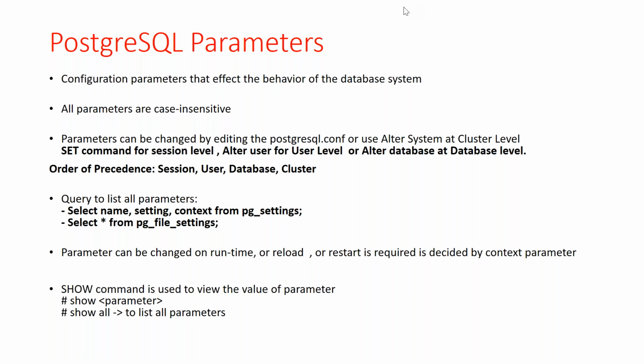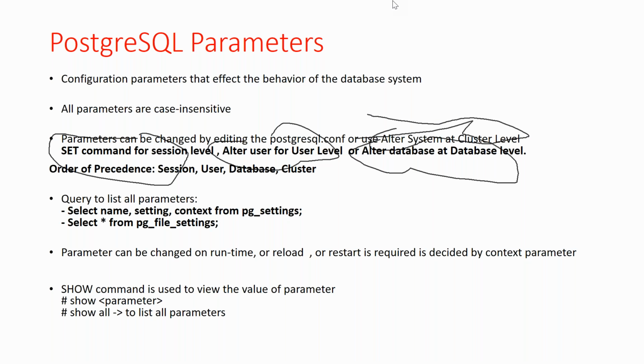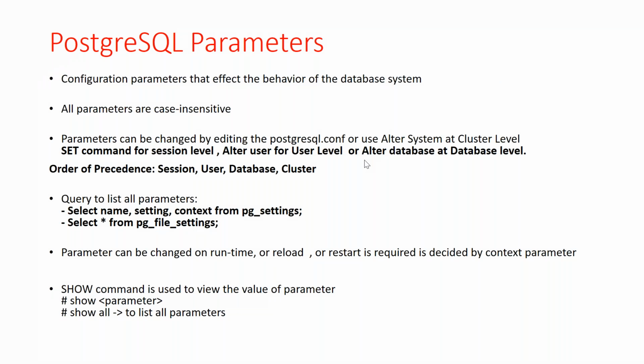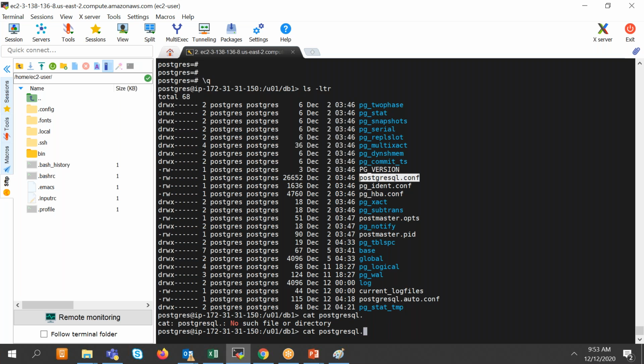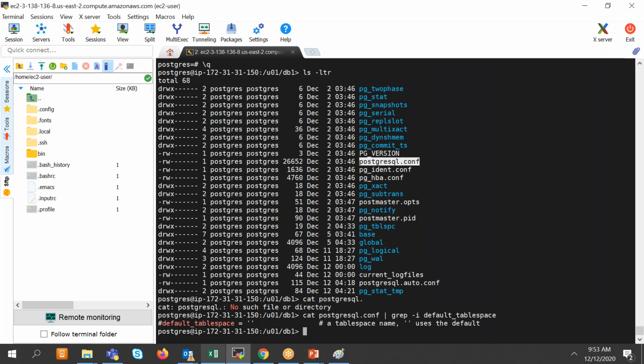This one is important. Set command is for the session level, alter user is for user level, and alter database is at the database level. Now the cluster level, the command is alter system. Some parameters will change at runtime, some parameters may not change at runtime. Now if I open this file and grep default table space, you see default table space is still empty over here. It is not specified here.